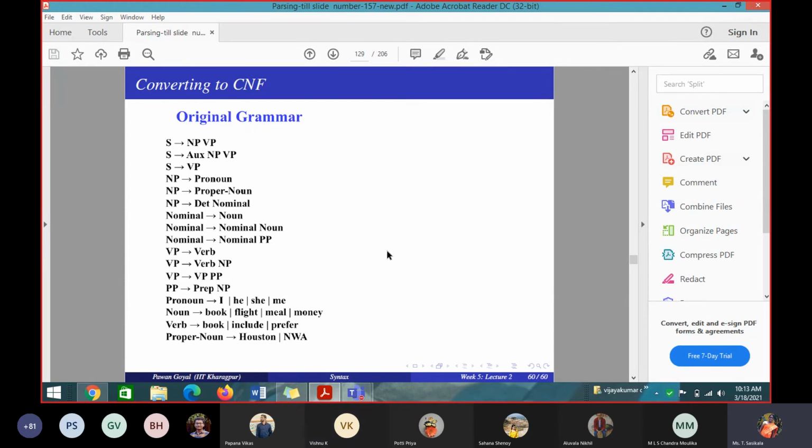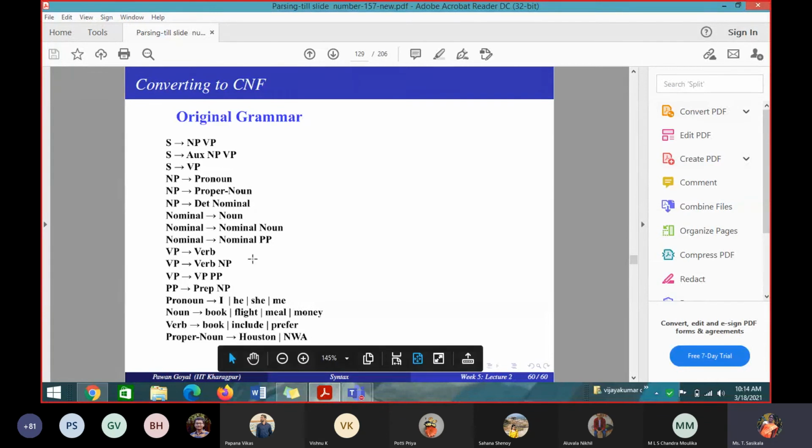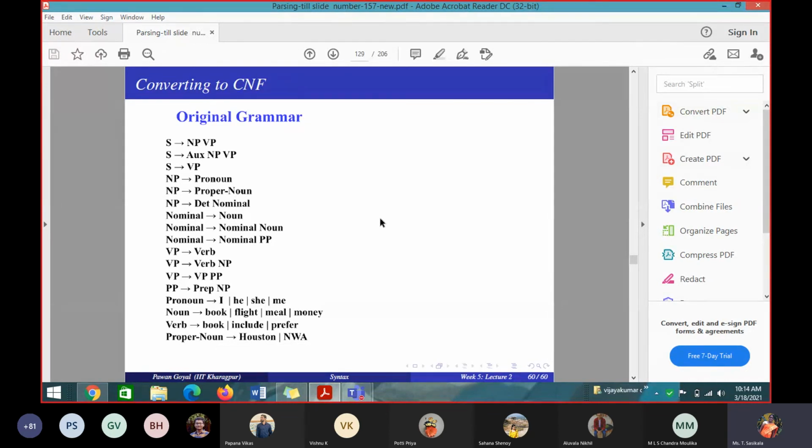No. Why? Which place is it? Tell me, rule one or two? The second rule itself is not. S gives auxiliary verb NP VP. But what does the rule say? You should have two non-terminals on the right hand side, or it should have exactly one terminal on the right hand side. So it is not obeying Chomsky normal form. So this grammar I cannot apply to the CKY algorithm. So I have to normalize this grammar as per the Chomsky normal form.